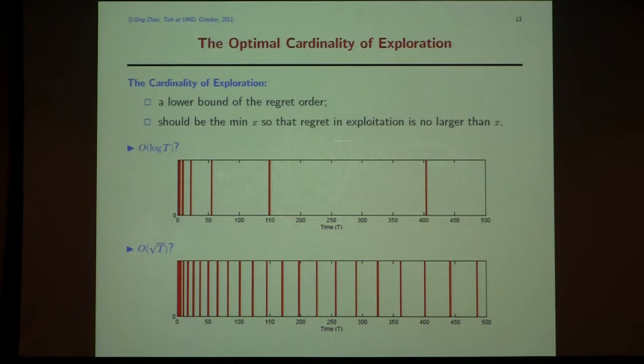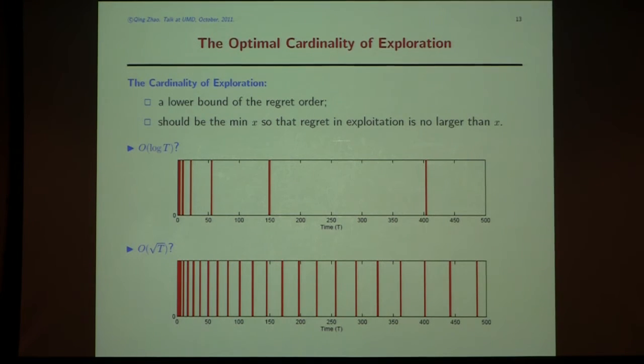So I want to make this cardinality as low as possible, but it cannot be arbitrarily low, because if it is too low, then in the exploitation sequence, I'm picking the one with the largest sample mean, and that could be wrong. Then I will incur regret during the exploitation sequence which is larger than the cardinality of exploration. Then the total regret will be dominated by the mistakes in the exploitation sequence. So what I want is the minimum x for the cardinality, so that the regret, or mistakes I'm making in the exploitation sequence using sample mean, is no larger than x. Then my regret will be given by this x. That's the x we are looking for.